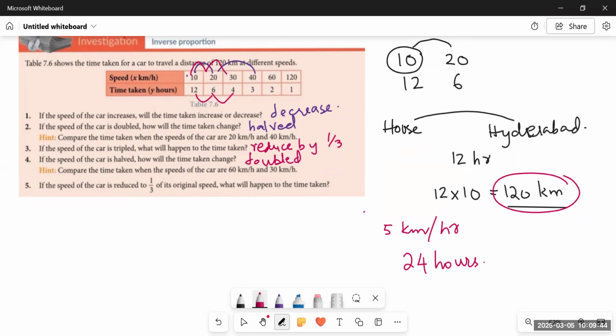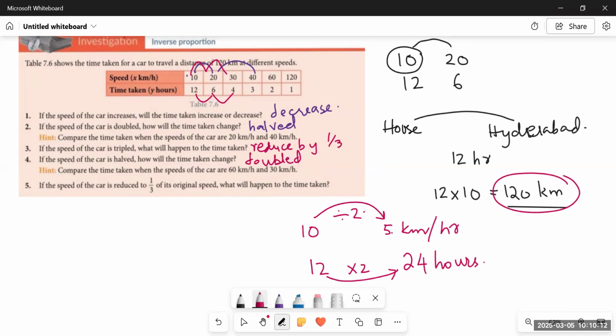So you can see that if my speed is halved from 10 to 5, my time taken is doubled from 12 to 24. There is a relation of multiplying by 2, whereas here we are dividing by 2. So if I double one quantity, the other quantity will be halved. If I halve one quantity, the other quantity will be doubled.